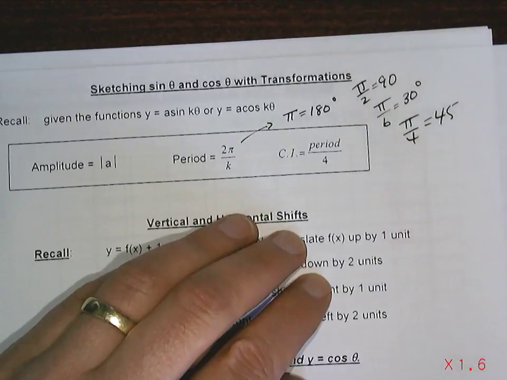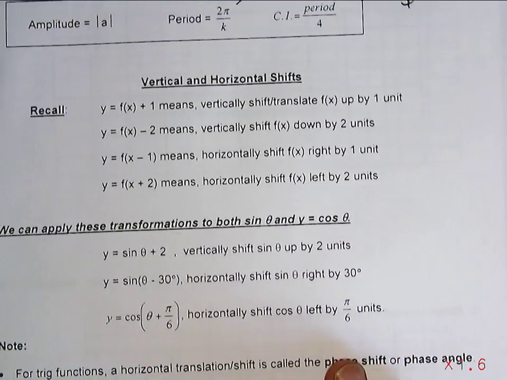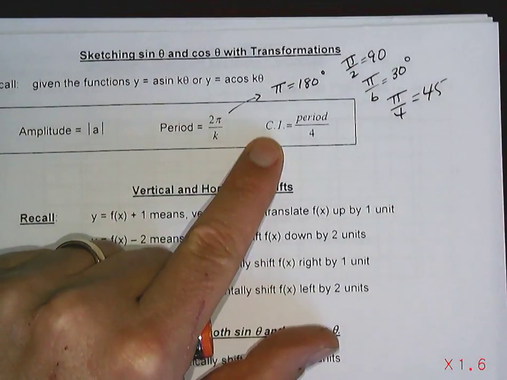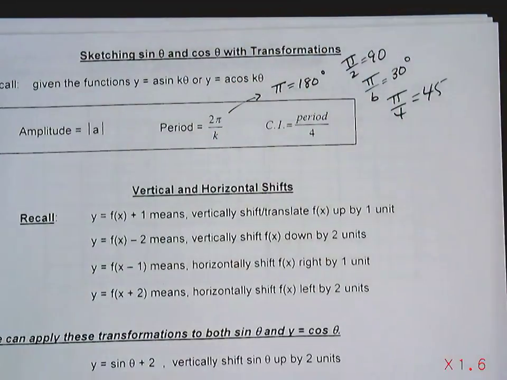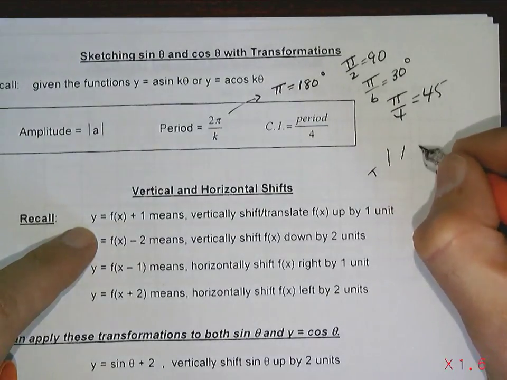Just working on this video right now, so we're going to keep moving through here, and we're going to see what we have. Okay, critical interval. Now remember, on any sine or cosine, we're going to have 5 critical points. So if you take your hand and think about 5 critical points, you got your thumb, then you got a finger, a finger, a finger, a finger.